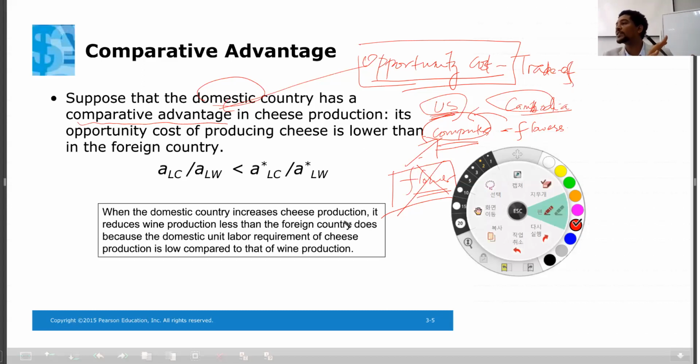I'll talk about that later on. Absolute advantage means you and only you can produce that, and if you produce that, no country can compete and win against you, okay? And we don't use absolute advantage for international trade, okay? We use opportunity cost, okay?